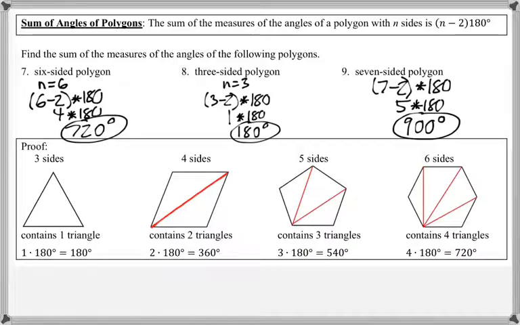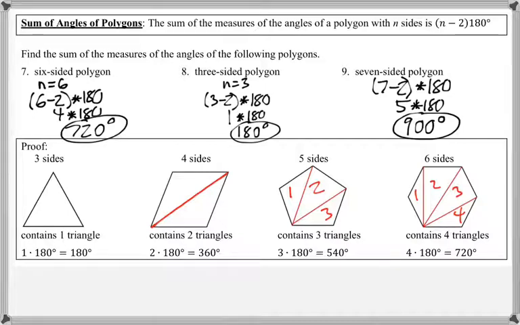A 5-sided figure, we can split that up into 3 triangles. So 1, 2, 3. So 3 times 180 is 540. And then lastly, a 6-sided figure, we can split this up into 4 triangles. So 4 times 180 is 720. So that would be the sum of the angles of a 6-sided figure.